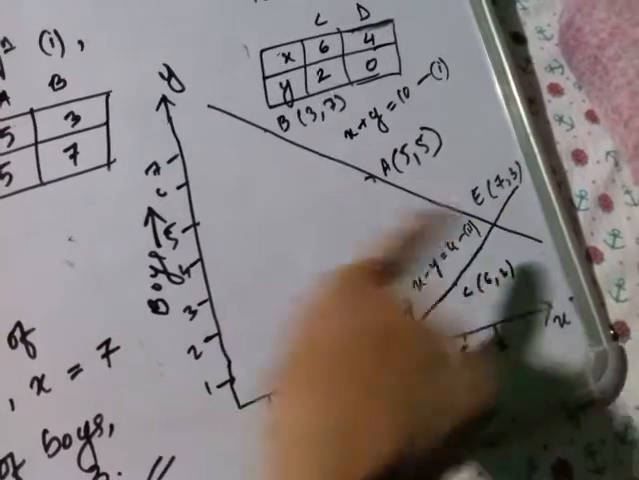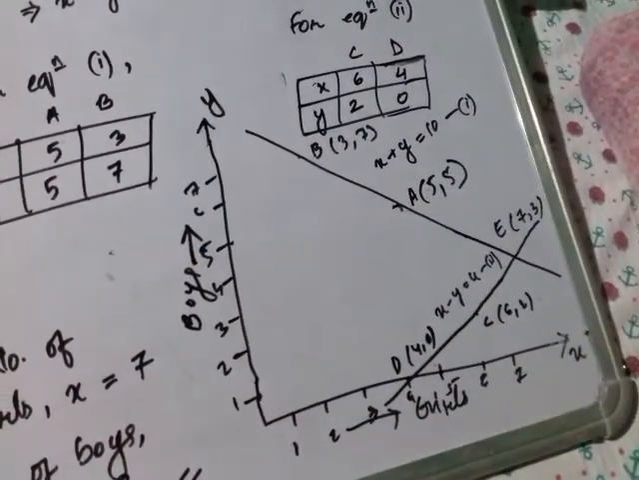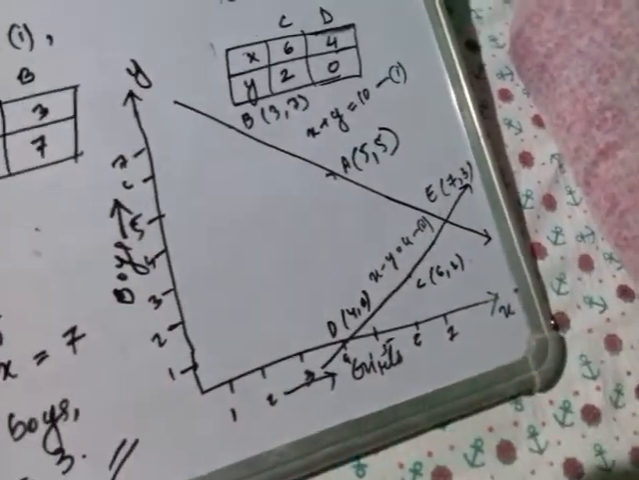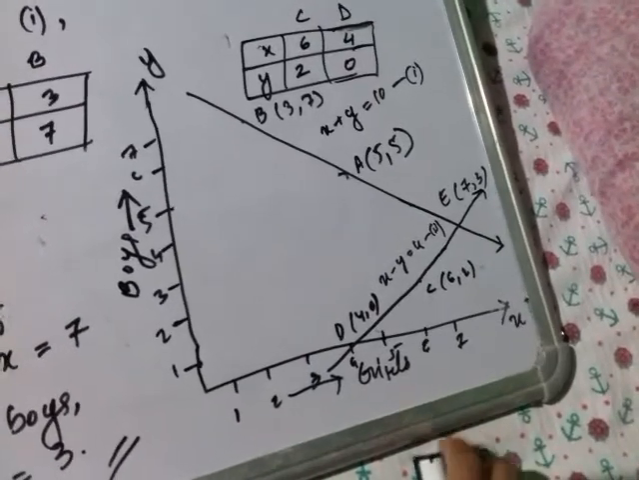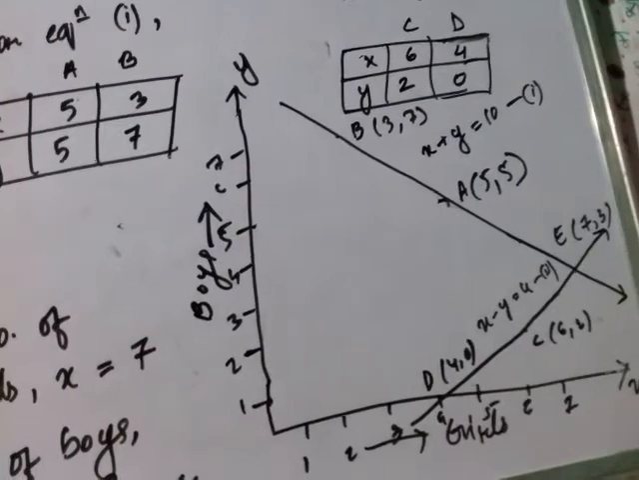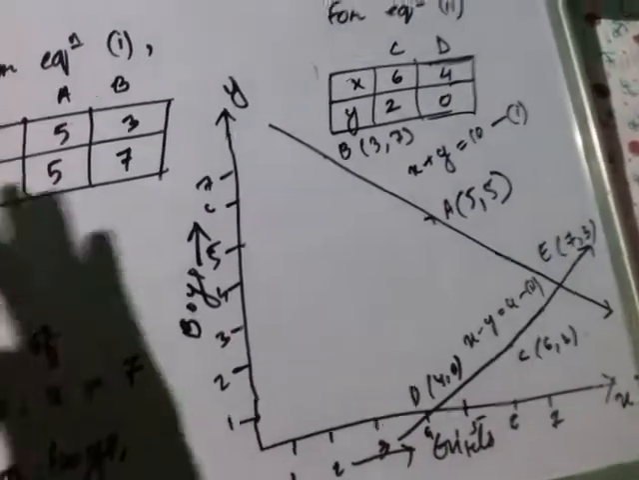Extend the lines of these two. You can make them arrows also. If you extend them, you will find an intersecting point, and that point will be the answer. We have not done this in exercise 3.1, we have only drawn a line.